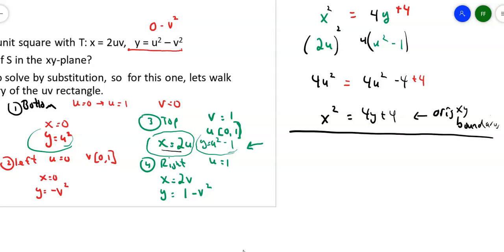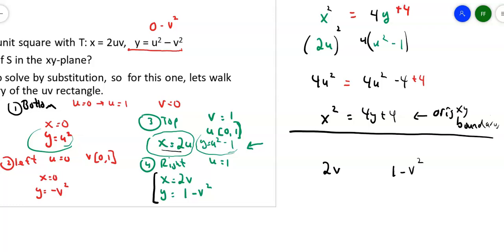All right. What's the other boundary? Well, let's take a look at the v's. We just dealt with u's. Let's deal with v's. What set of v's connect both x's and y's? The first two do not, right? The first ones have zeros in them. So it looks like this set over here connects x's and y's. So there's got to be some relationship between the 2v and the 1 minus v squared.